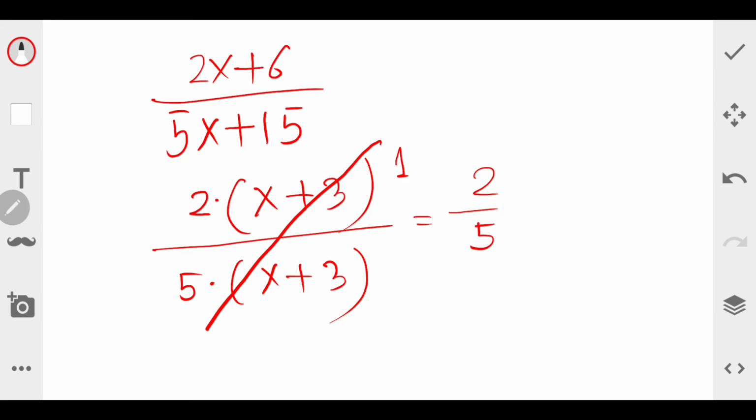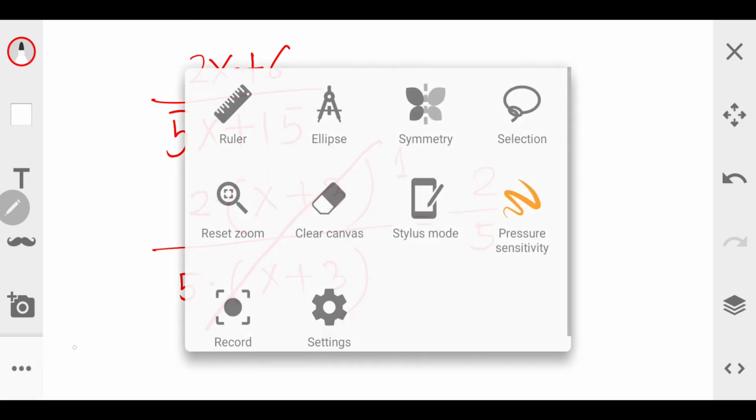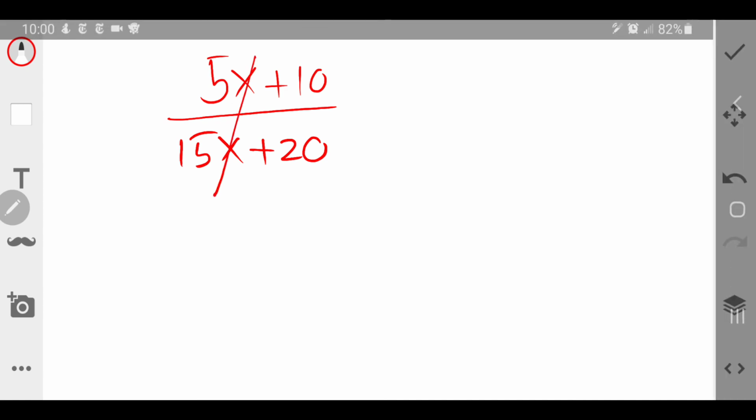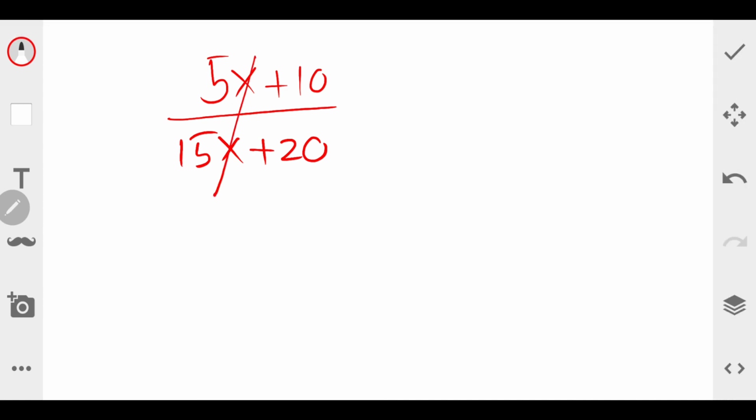Okay, so now let's look at one more example, and then we can start working on the handout. So let's erase this and let's do 5x plus 10 divided by 15x plus 20. Once again, we cannot cancel the x, right? And you already know why. So let's not do that.